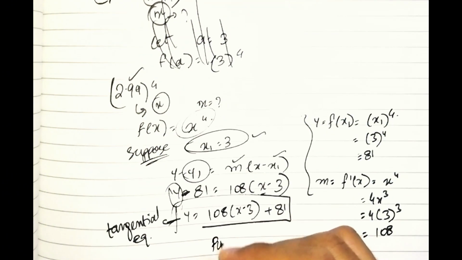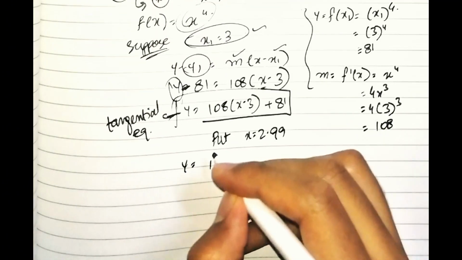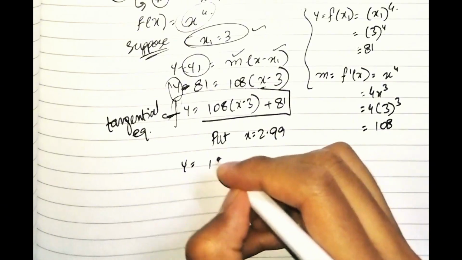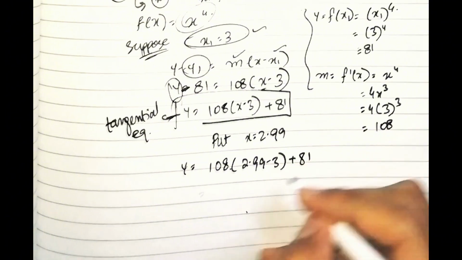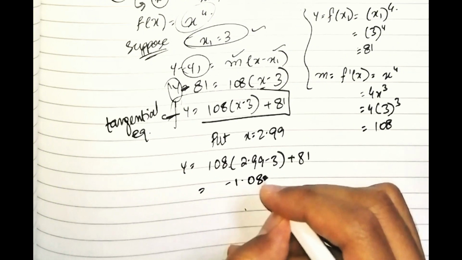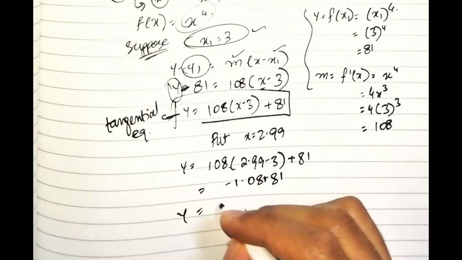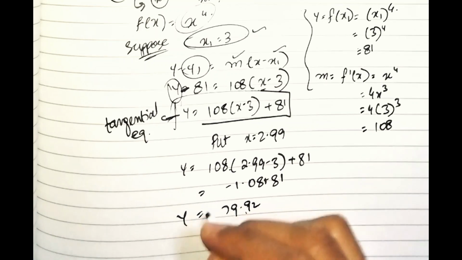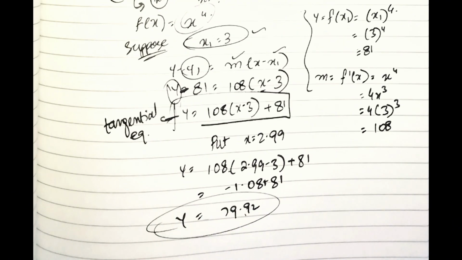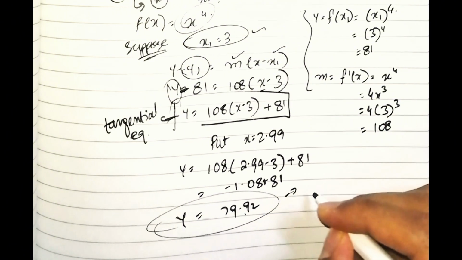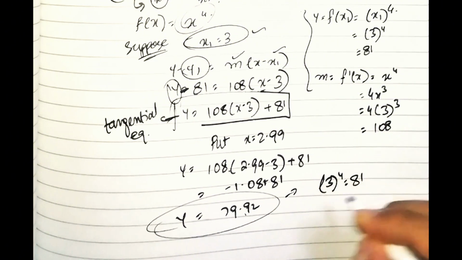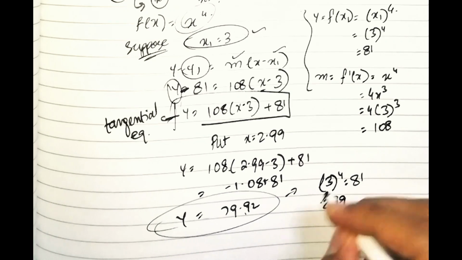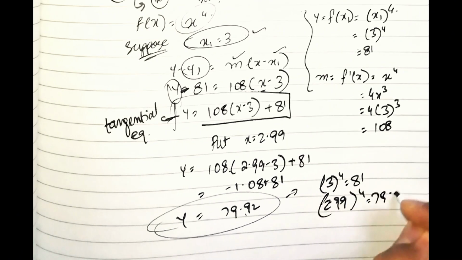So let's put x as 2.99. So y is basically the approximation of this function. So 108 times (2.99 minus 3) plus 81, which is negative 1.08 plus 81, this will be 79.92, which is actually the value of 2.99 power 4. Don't you see, it is actually very near to 3 power 4, which is 81. 2.99 power 4 is 79.92.